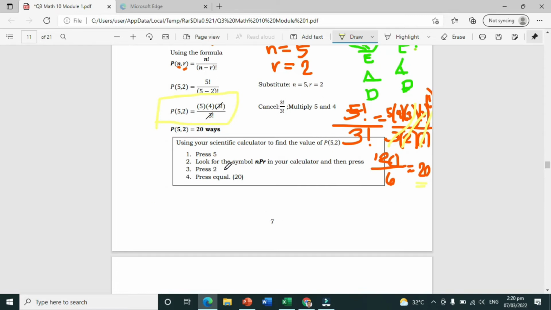If you have your calculators, if you're using your scientific calculator to find the value of P(5,2), again press 5, look for nPr. Hanapin mo yan sa calculator. Meron din yan sa ibang cellphones, no? Pwede mo rin yan gamitin. And then press 2. Then press equal. So kung makita mo na ang answer sa calculator mo is 20, therefore tama yung ginawa mong pag-press sa calculators.